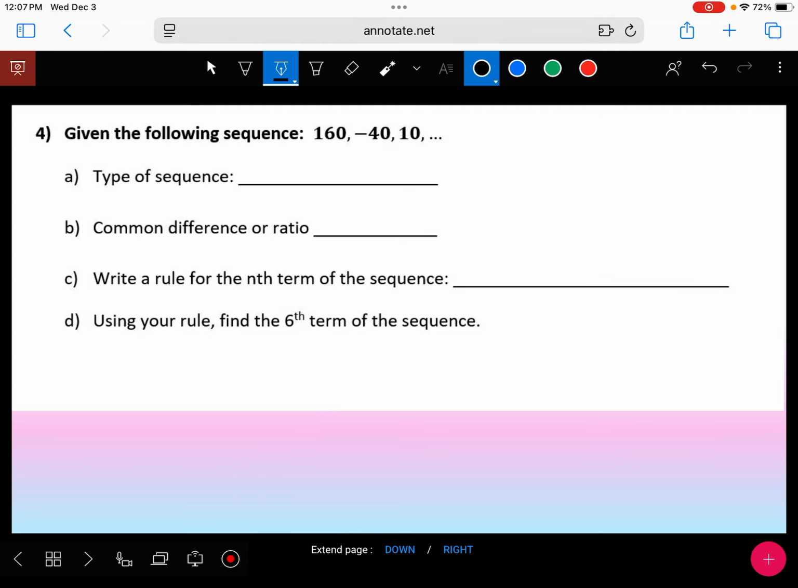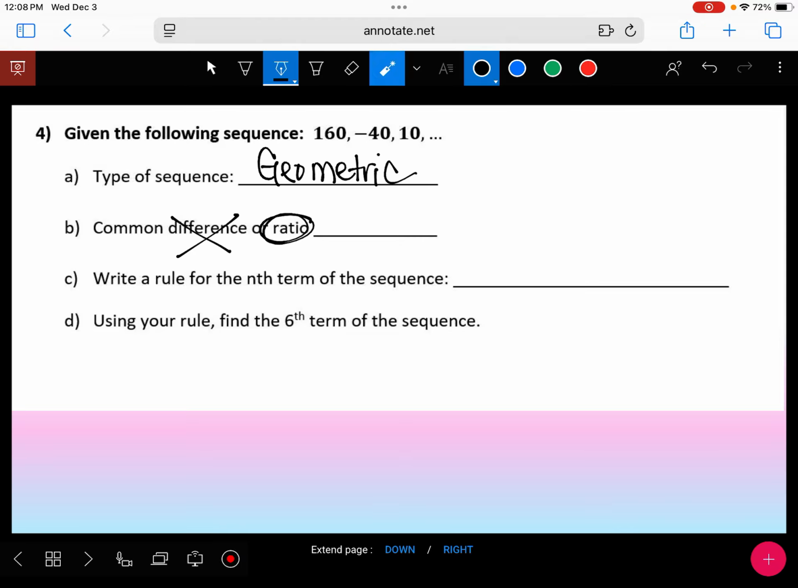All right, number 4. Is this arithmetic or geometric? Are we multiplying or are we adding? What do you think? Because on the test, it won't say it. So you'll have to figure out what are we doing? Are we adding or multiplying? Who says adding? Who thinks multiplying? It is multiplying. So that means this is geometric. And because it's geometric, we do not have a common difference. We have a common ratio.